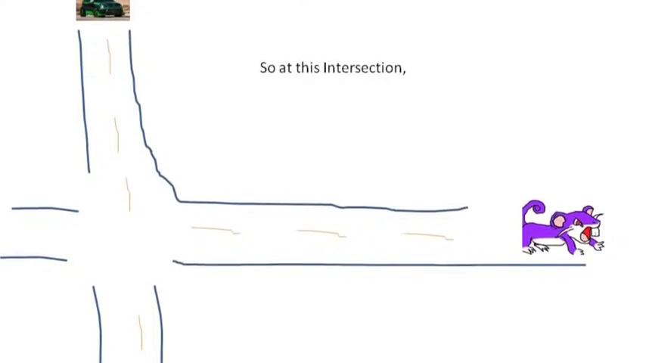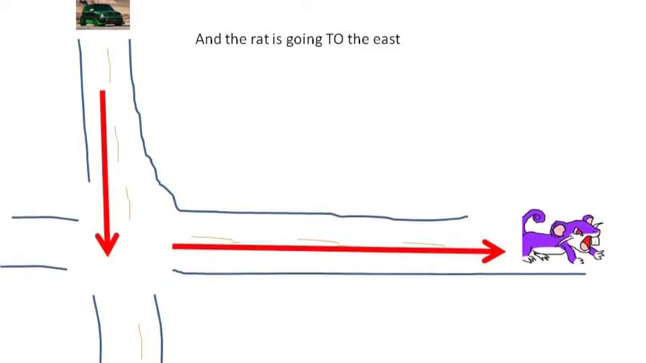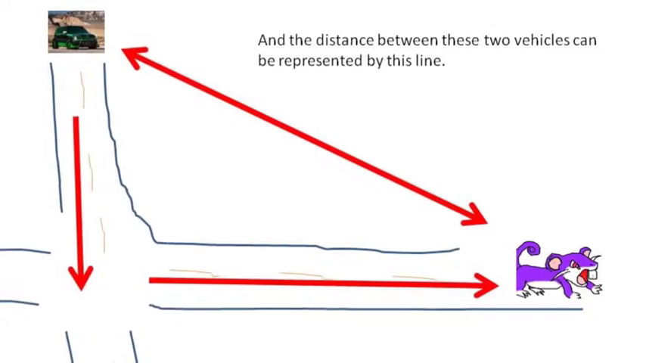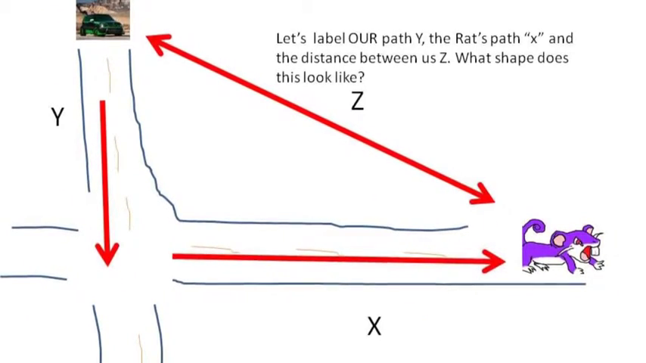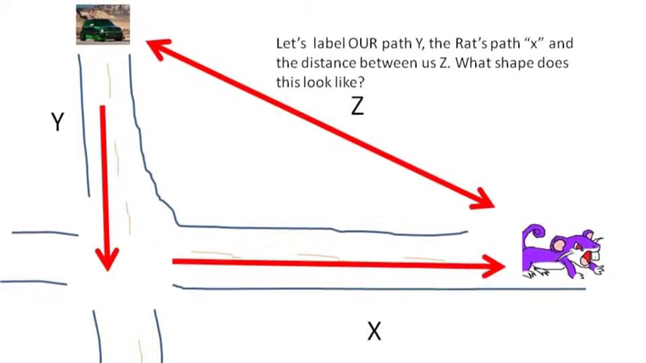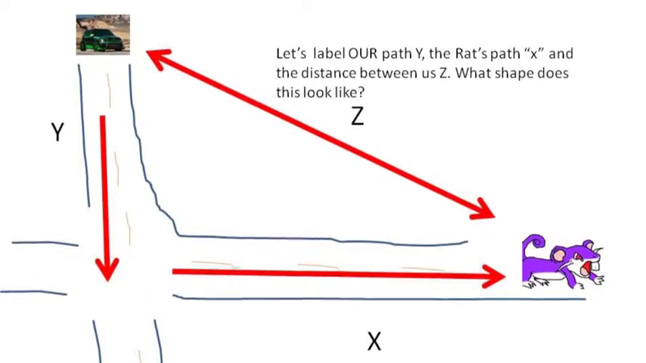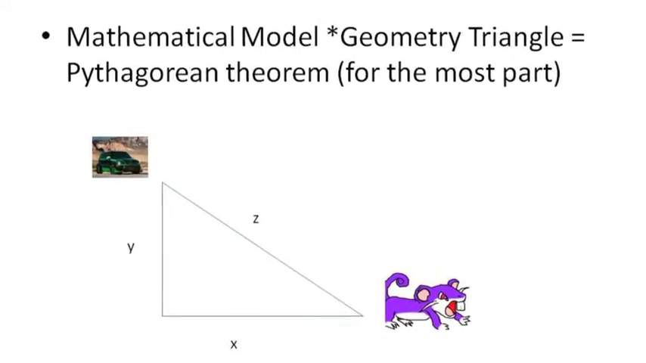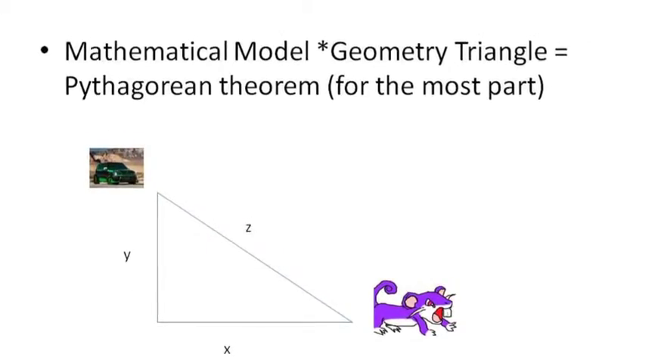According to my Calcudex, we're coming from the north. So the rat is going to the east, and the distance between these two vehicles can be represented by this line. Let's label our path Y, the rat's path X, and the distance between us Z. What does this shape look like? A right triangle? Exactly! Now, hurry up, hurry up.